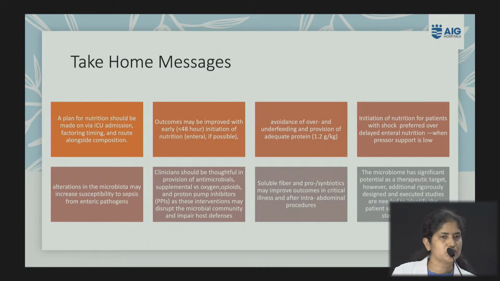And coming to the microbiome, soluble fibers, probiotics and synbiotics may improve outcomes in critically ill patients after intra-abdominal procedures, but this has to be selective. And as we know, whatever mechanisms are contributing to microbial dysbiosis have to be minimized if at all they can be. Clinicians have to be thoughtful, especially the anesthetist, when providing antimicrobials or exposing patients to 100% oxygen for a longer period of time, and GI physicians who put patients on PPIs for a longer period of time. It has to be thoughtful before we prescribe, so that it doesn't result in microbial dysbiosis and impair the host defenses.